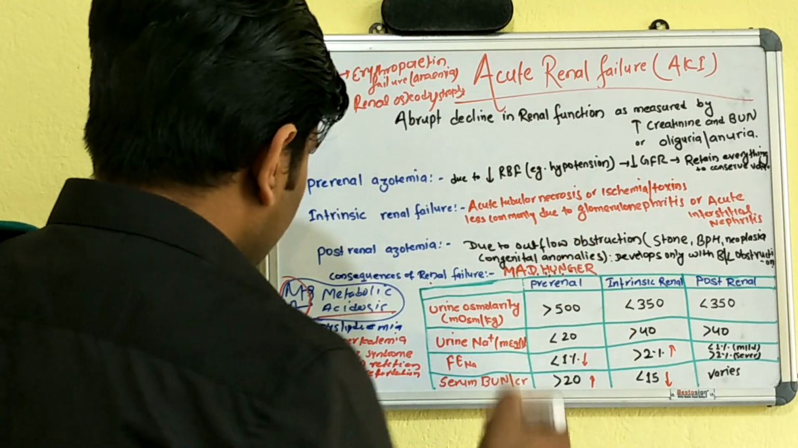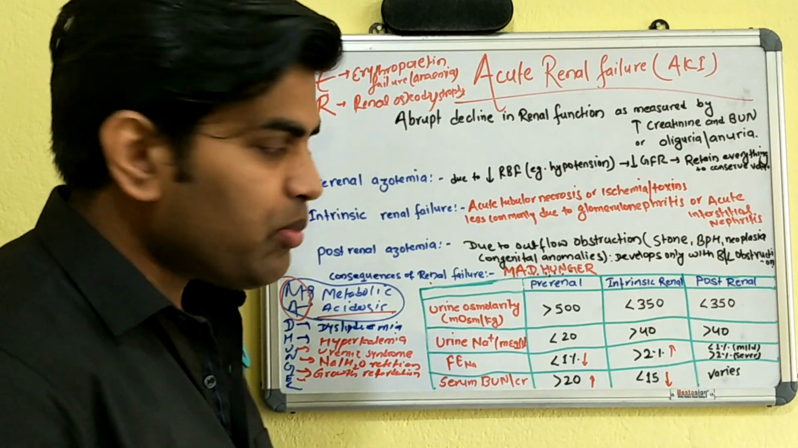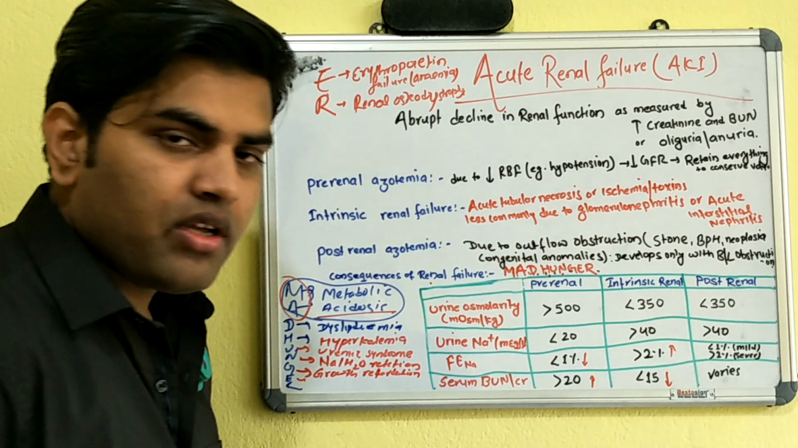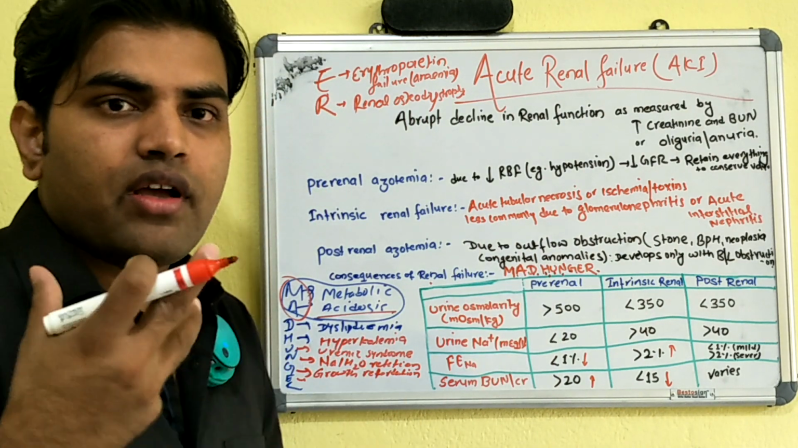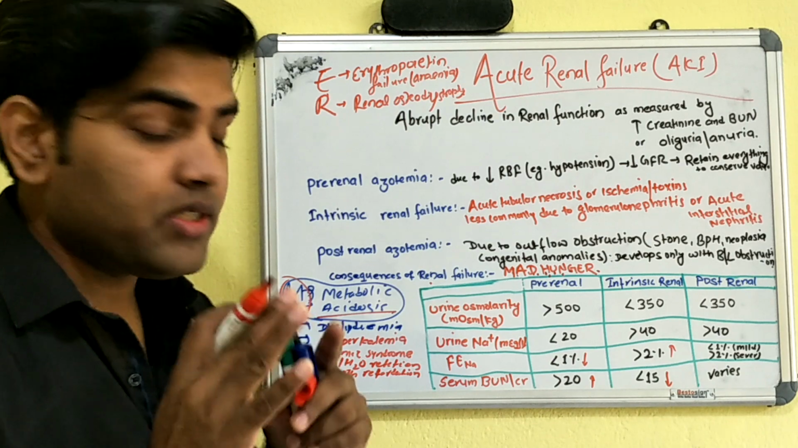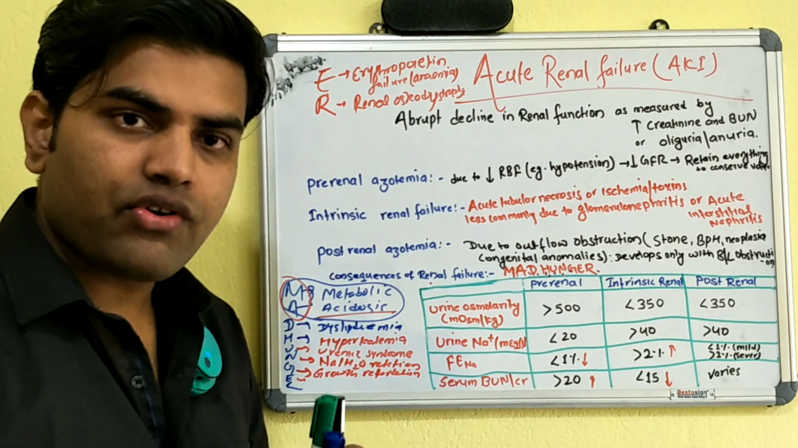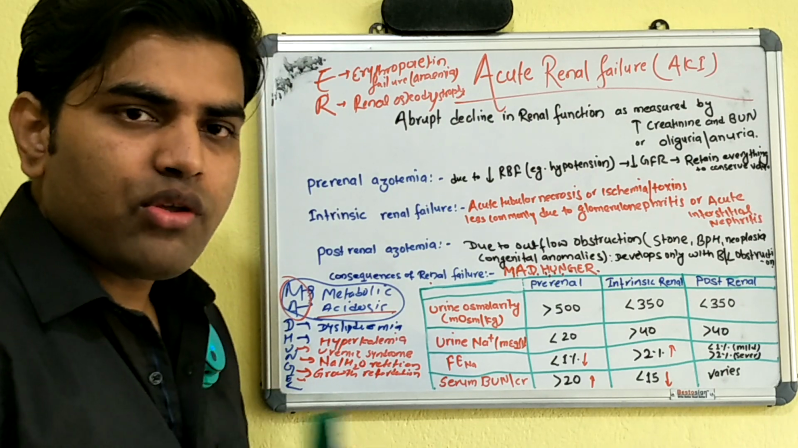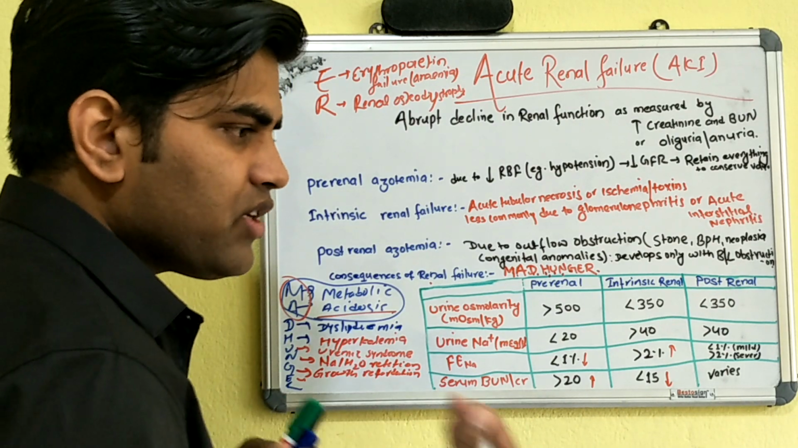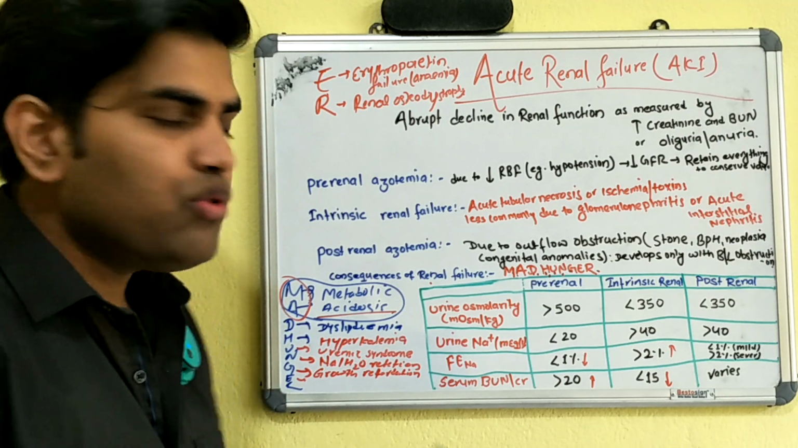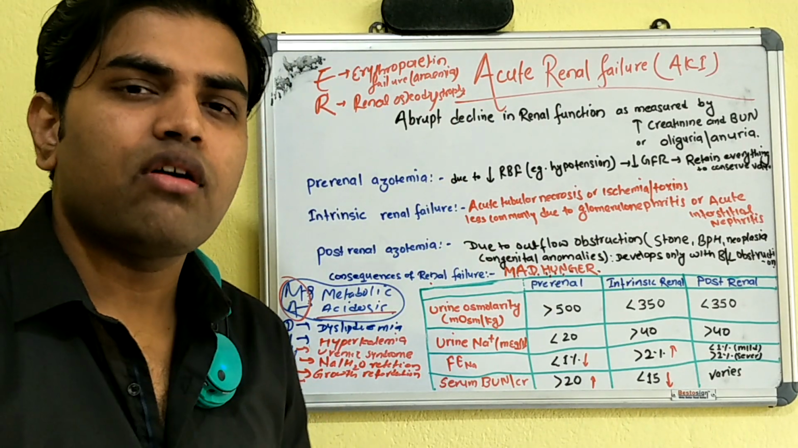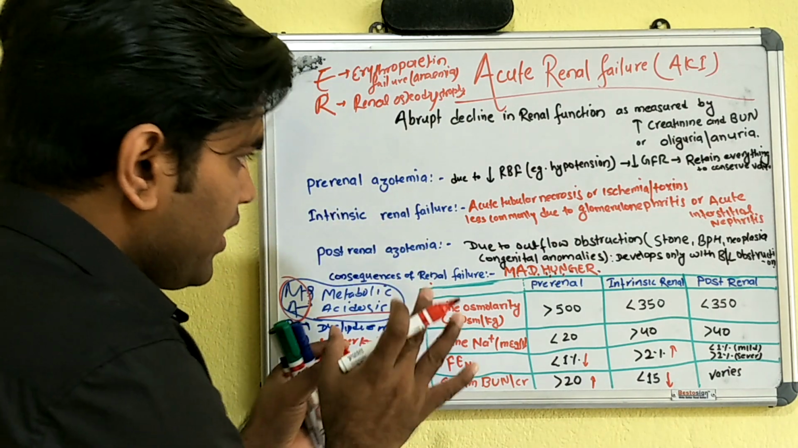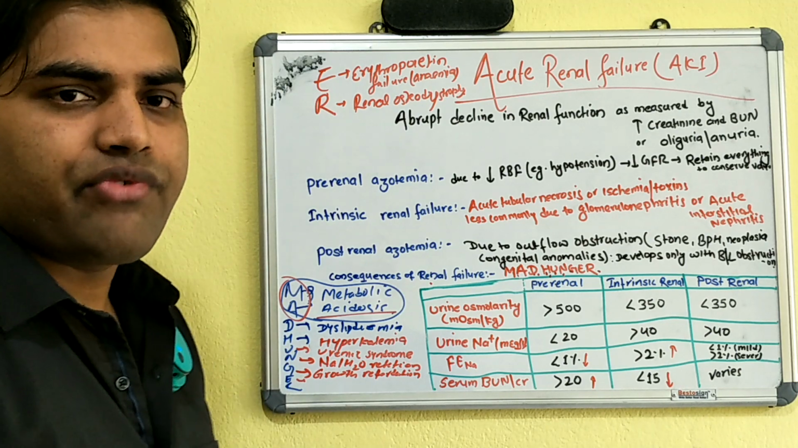Then comes G for growth retardation and developmental delay, E for erythropoietin failure causing anemia, and R for renal osteodystrophy. These are the consequences of your renal failure. I hope these are clear. This is very important to understand for your board exams as well as your daily life. You will have such patients when you go to the ICU and manage critically ill patients; you will encounter this situation many times in your life. So you need to have a clear idea about it, and then we can proceed further. Thank you.